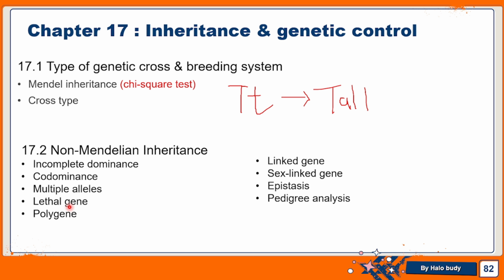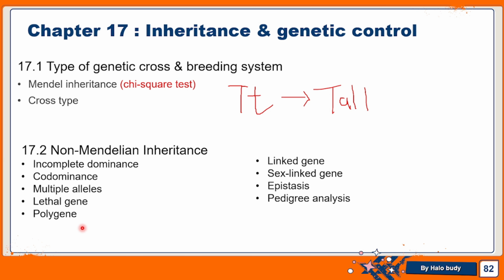And another one is lethal gene. This one is not the same as dominant and recessive. There is one gene where, if the organism shows this gene, it will die. They found that some of the organisms, if they have a gene like this, they will die. They cannot survive.